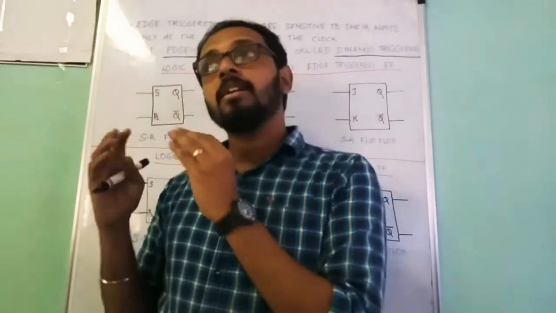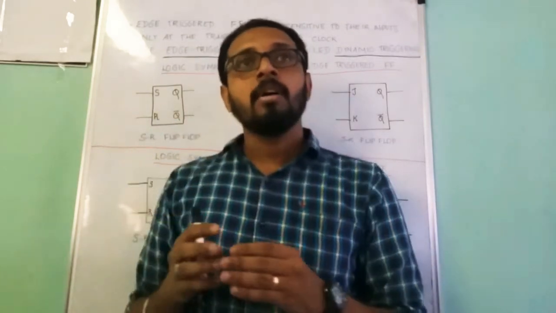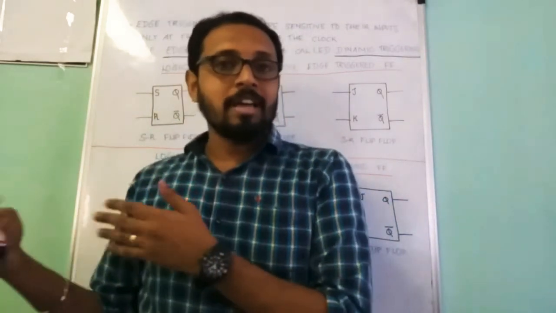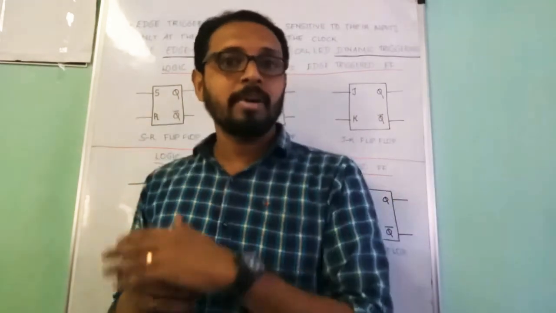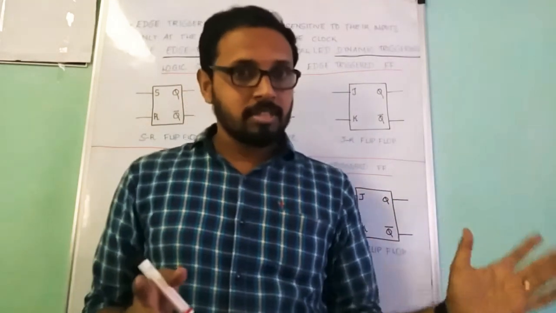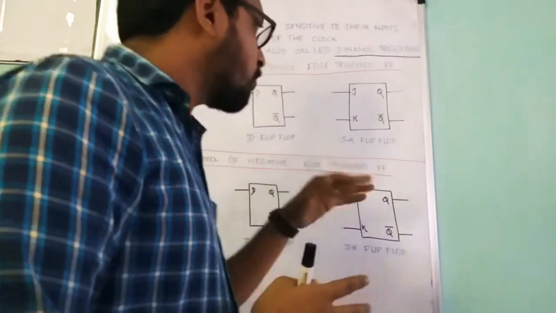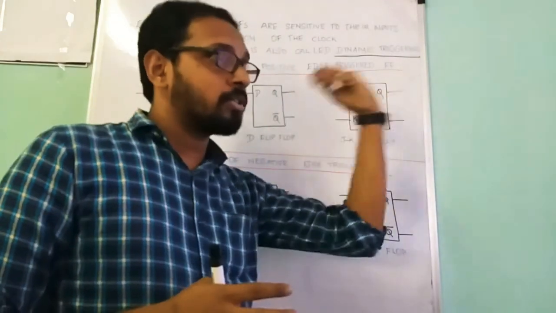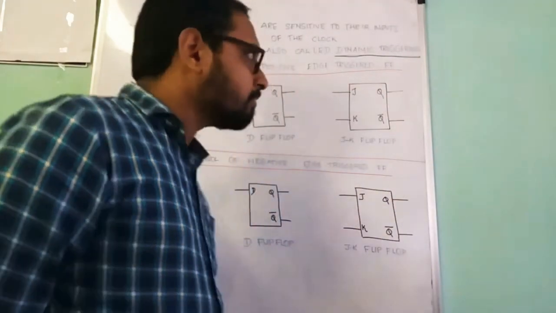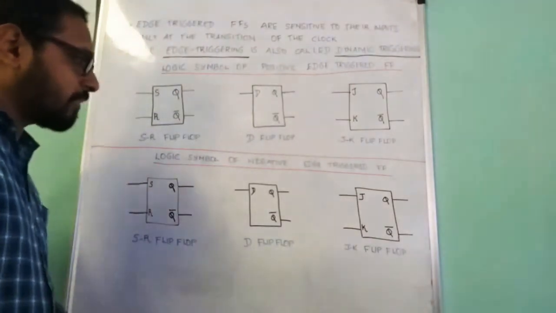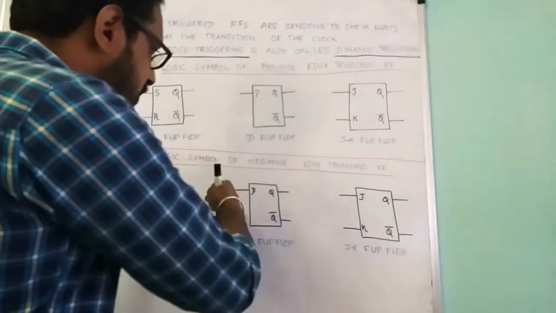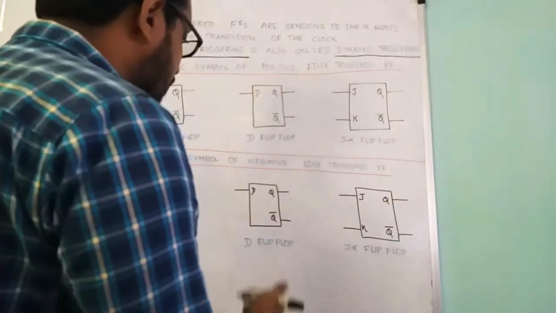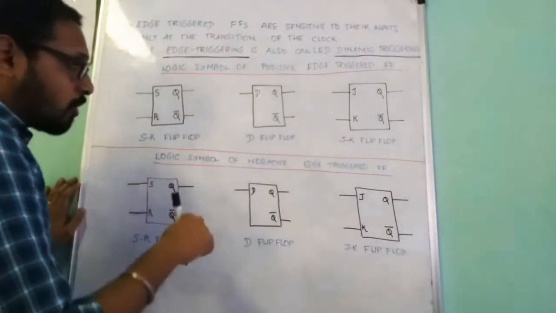It's called JK because, when we go in alphabetical order, J is followed by K, right? Just follow that. J is followed by K, thus it's called JK flip flop. No other significance. And this is the negative edge triggering concept, and we should introduce a clock here.